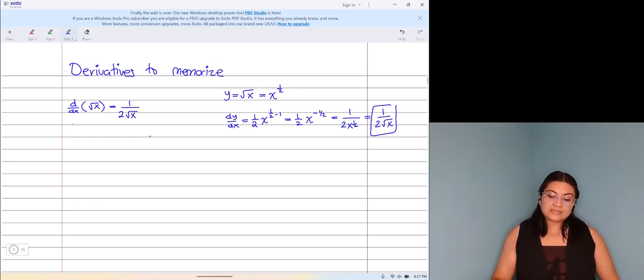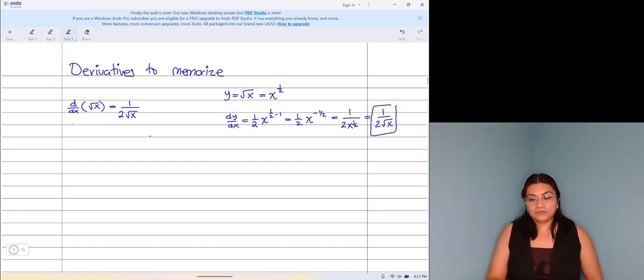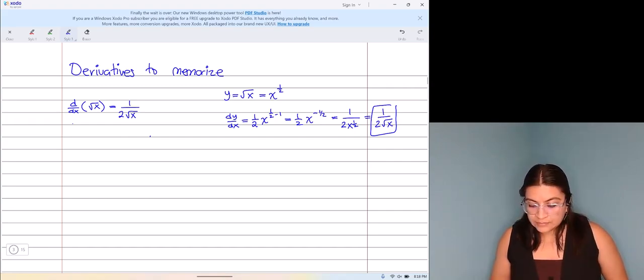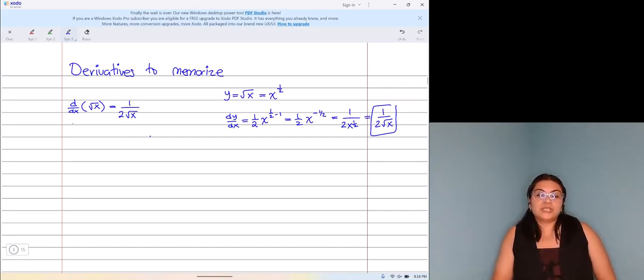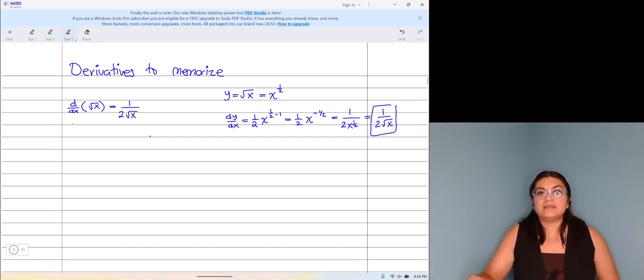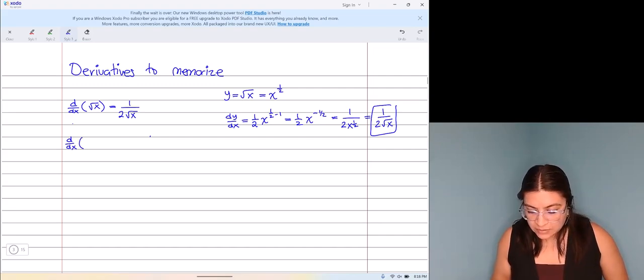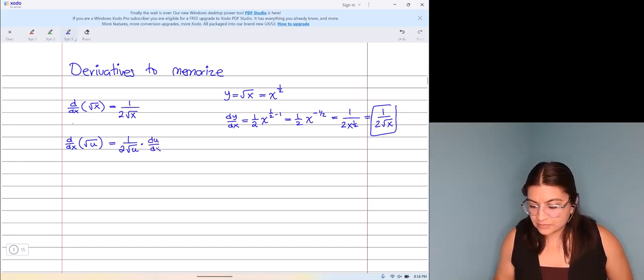So if you can memorize that the derivative of the square root of x is 1 over 2 square root of x, it's going to make things a lot easier. Now, thinking of the chain rule, what if that is not just x? What if you have a function inside that square root? So the derivative with respect to x of the square root of u is 1 over 2 the square root of u times du/dx.